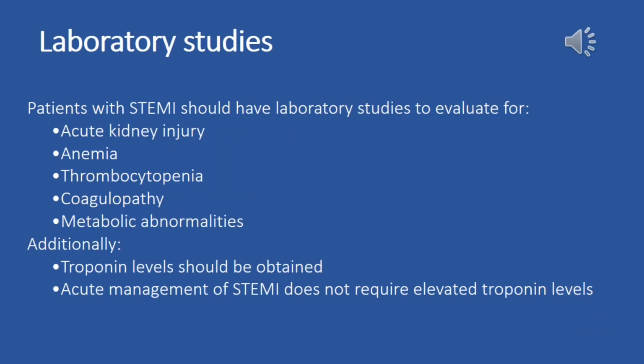What are you going to do as laboratory studies if you have an ST elevation MI patient? You should look for kidney function, anemia, thrombocytopenia, coagulopathy, and any metabolic abnormalities, because all these can impact what you are going to do, especially with PCI and thrombolysis. Additionally, you should obtain blood for troponin, but remember, management of ST elevation MI does not require elevated troponin levels.